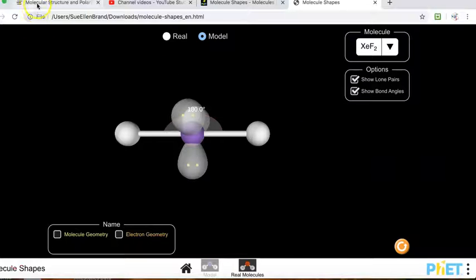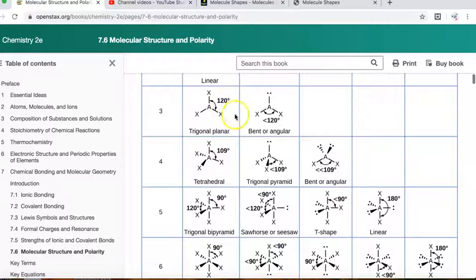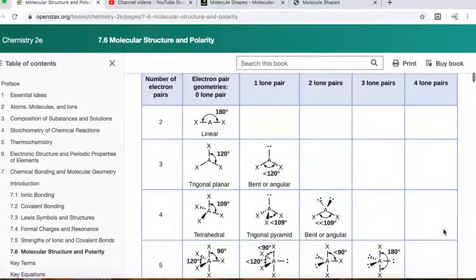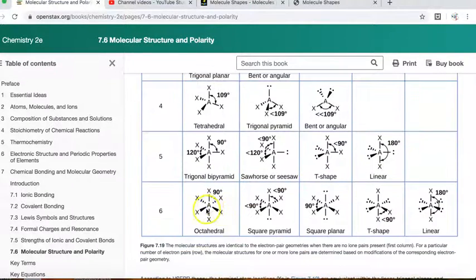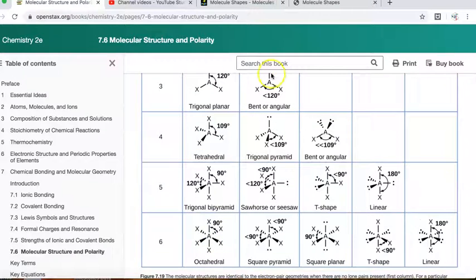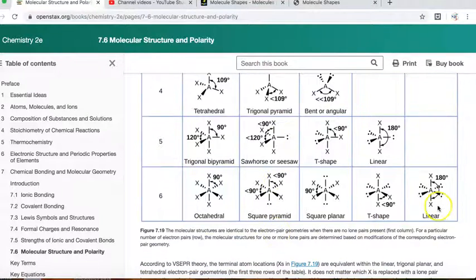All right, so we've gone through this table here of the electron pair geometries. That's whenever you don't have any lone pairs on the central atom. And then when you start to have lone pairs, the geometry changes, and so you need to memorize that geometry as well.